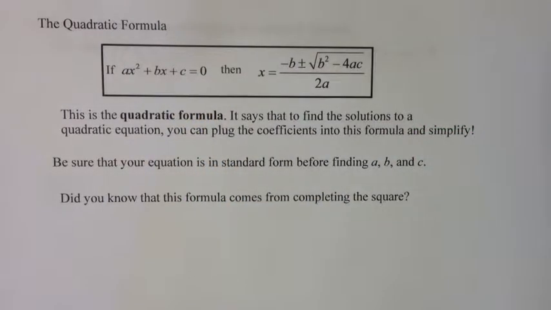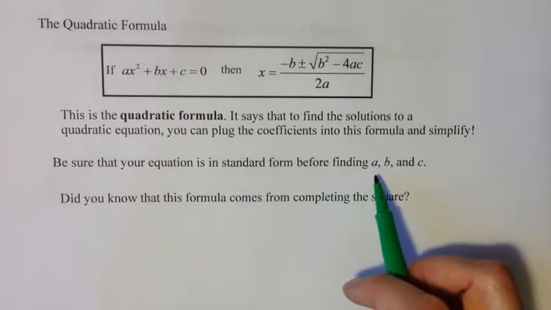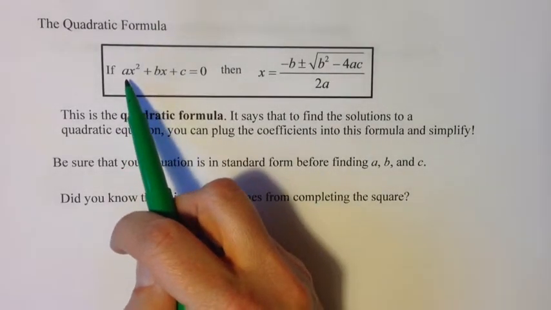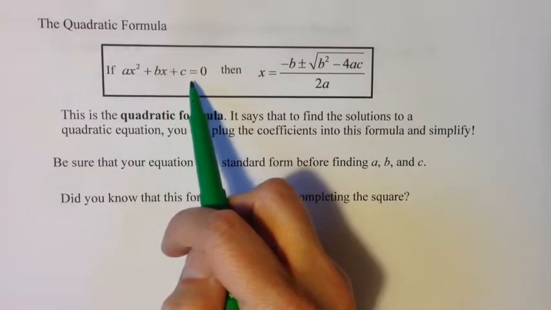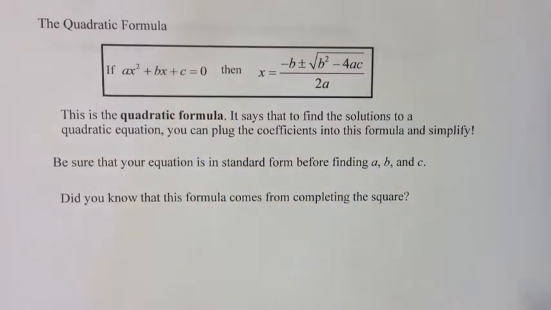The one really important thing to remember is to be sure that your equation is in standard form before you decide what a, b, and c are. So up here, you really need to have it say ax squared plus bx plus c equals 0 before you figure out what a, b, and c are to plug into the formula.